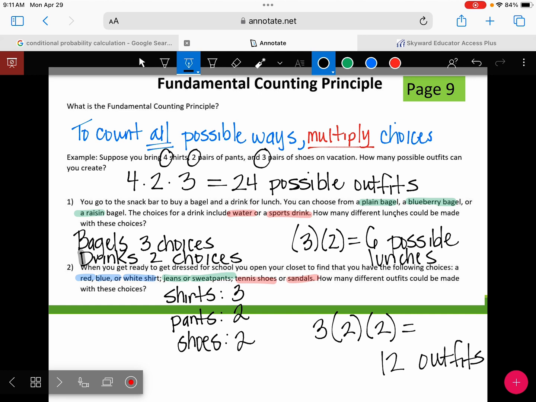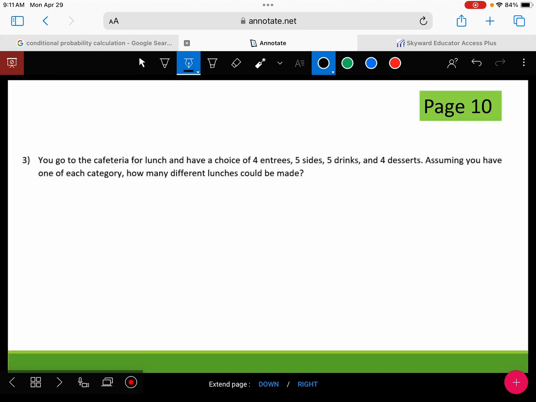Go to page 10 and try to do number 4. So it says you go to the cafeteria for lunch. You get 4 different entrees, 5 sides, 5 drinks, and 4 desserts. If you have to pick one from each category, figure out how many different lunches you can make. So don't say it out loud, but see if you can figure out the number.